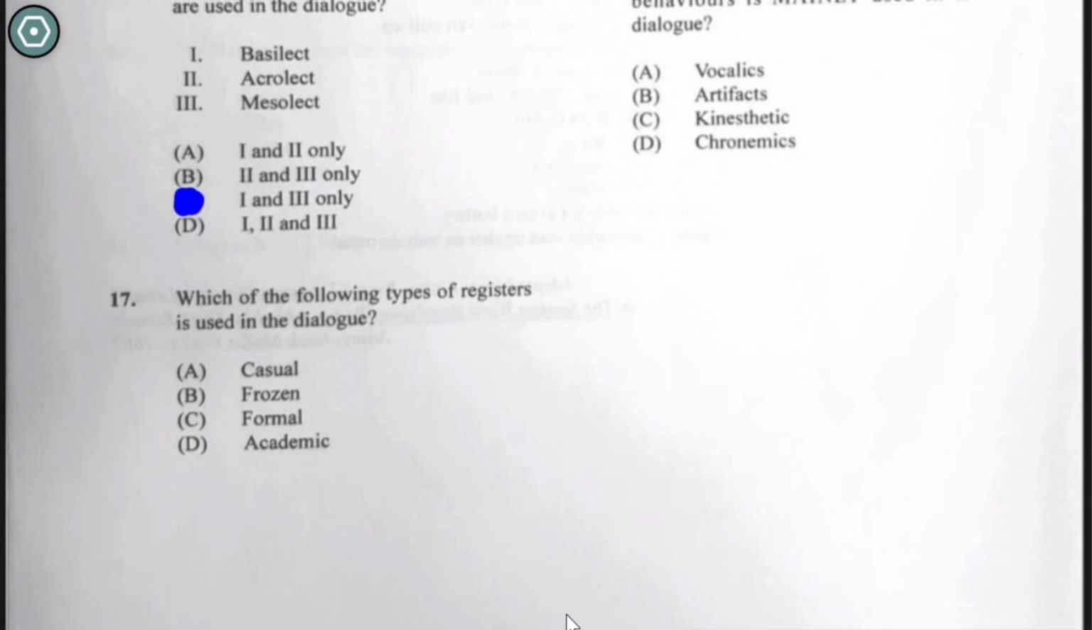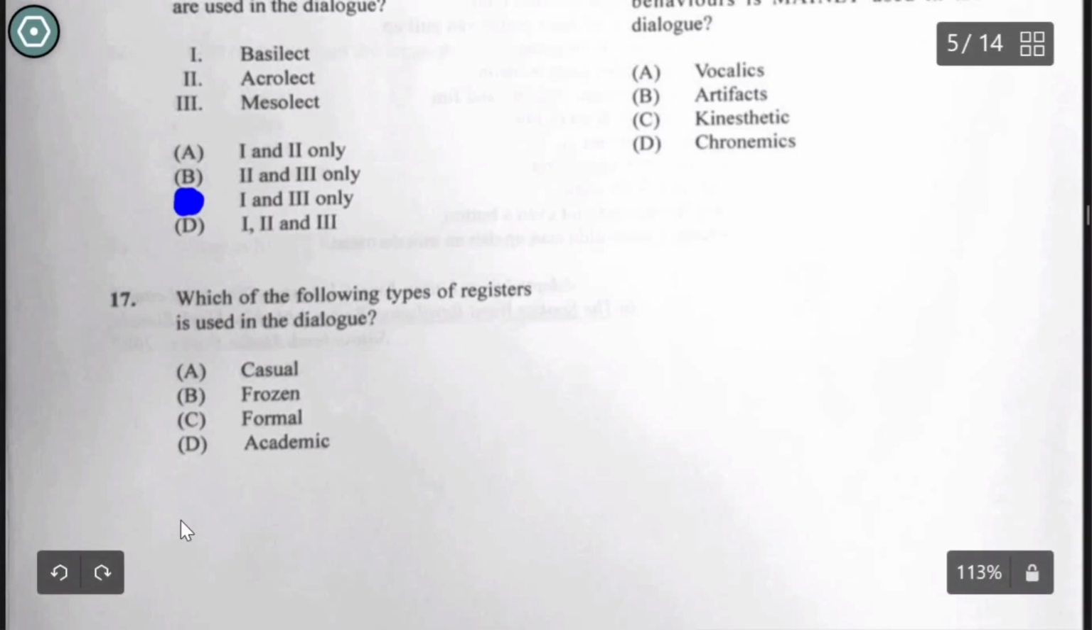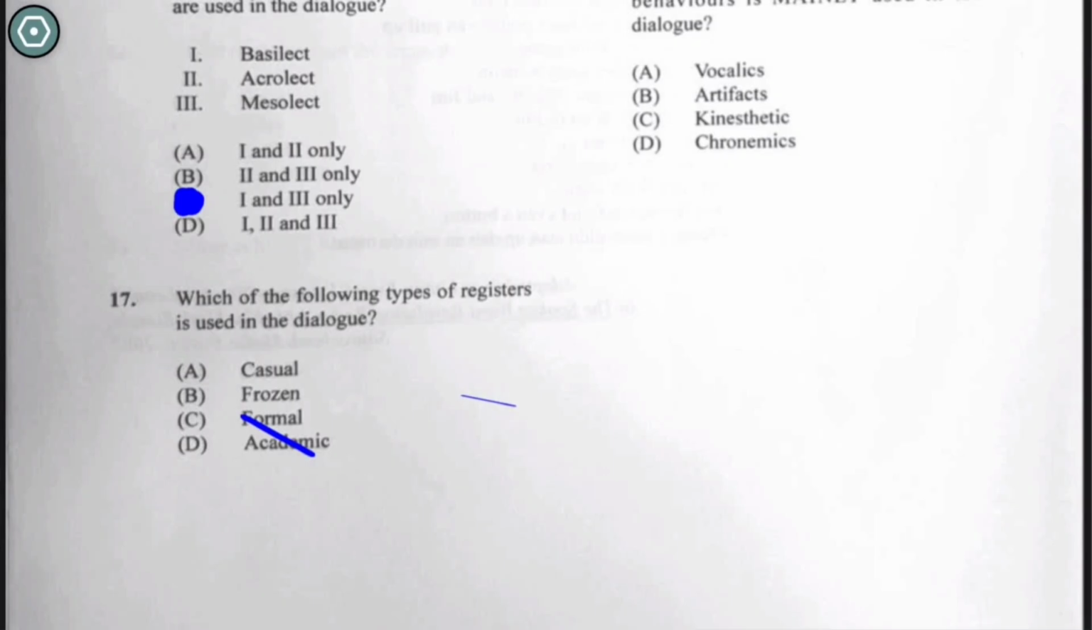Which of the following types of registers is used in the dialogue? Is it casual, frozen, formal, or academic? It's definitely not formal and it's not academic. So it's either frozen or casual. What do you think? Now, the frozen register is what's used in official documents and stuff like the national anthems, national pledge, national school song, stuff like that. Pledge of allegiance for the US. So casual is more what's used between friends and family and peers, and it may or may not include colloquial terms and slang and other everyday jargon like lit, lol, LMAO, right? So the register here I would say is casual.